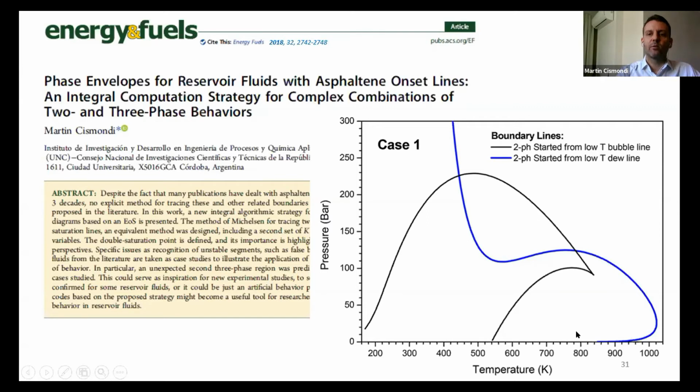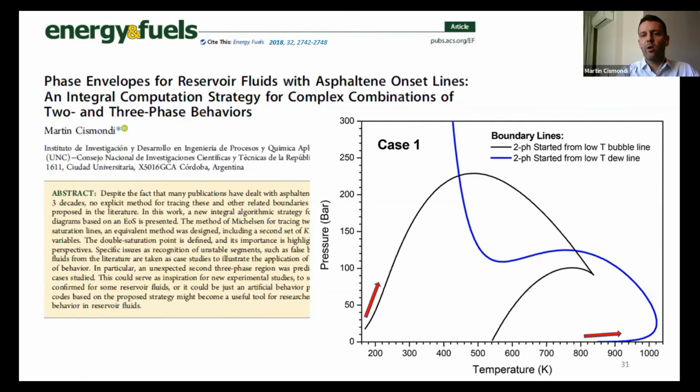That in cases like this with asphaltenes, if you start the calculation of the envelope from the low pressure dew point side, like this, you will get the envelope in blue. This is clearly an open envelope. But if you start from the low temperature bubble point side, like this, you will get this another one in black, which has clearly something wrong or something surprising here. This shape is always related to instability.